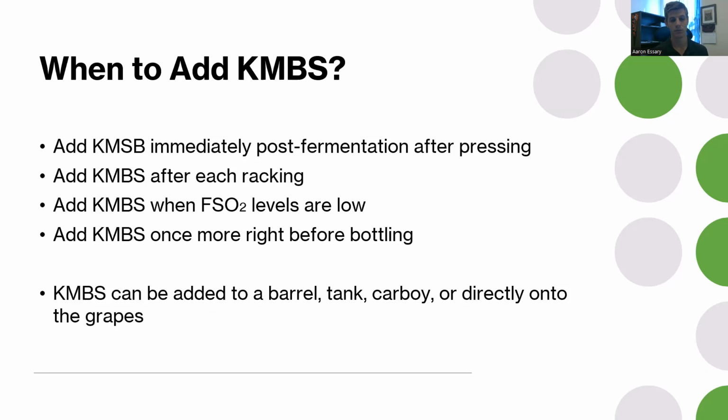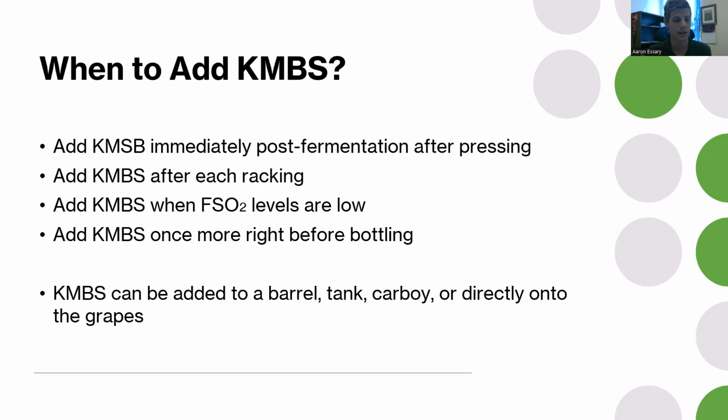Add KNBS when free SO2 levels are low. This will require you to know your free SO2 levels. So if you're measuring SO2 and you have, I would say, less than 10 parts per million of free SO2, you might want to make a KNBS addition there. And then add potassium metabisulfite once again right before bottling. So before you go into bottle, measure free SO2, maybe give it a little boost, and then once it's in bottle, you're done. And then again, KNBS can be added to barrels, tanks, carboys, anything, or directly onto grapes.